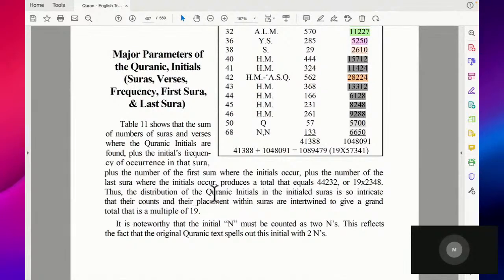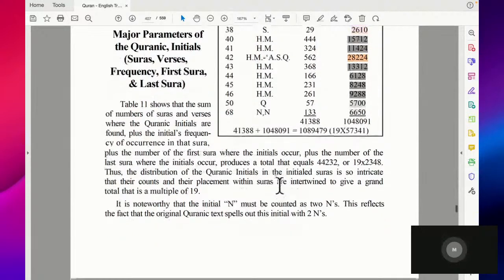Thus, the distribution of the Quranic initials in the initial surahs is so intricate that their counts and their placement within surahs are intertwined to give a grand total that is a multiple of 19. It is noteworthy that the initial n must be counted as two n's. This reflects the fact that the original Quranic text spells out this initial with two n's.